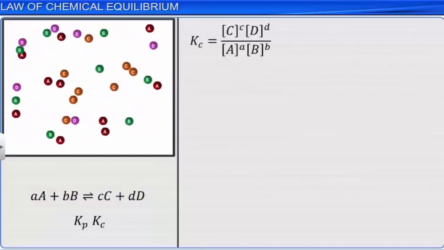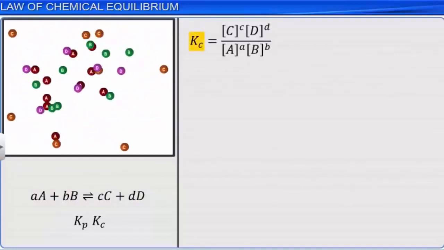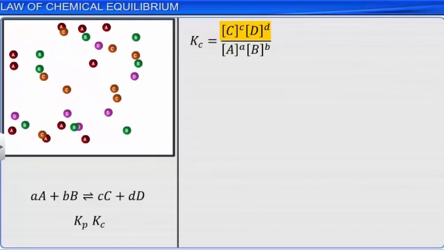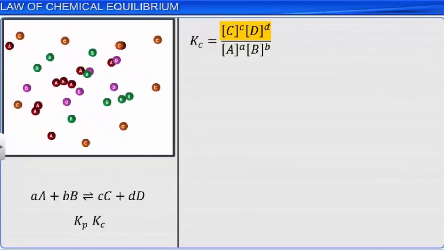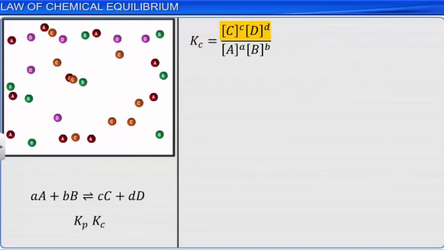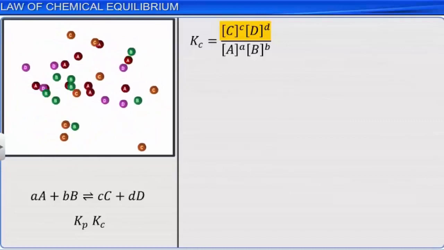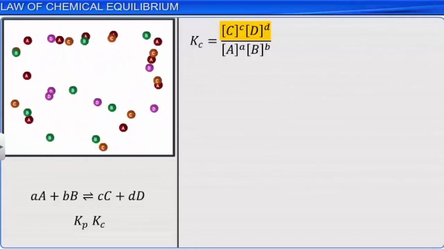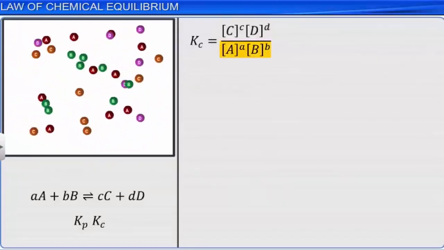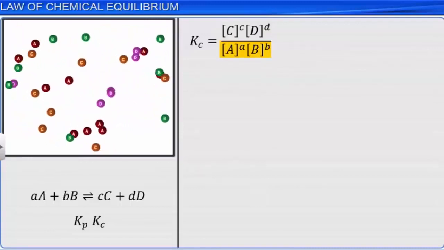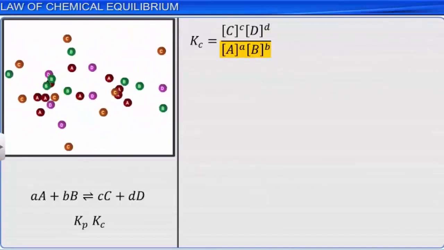is written as Kc is equal to the product of the concentration of the products C raised to the power of c and D raised to the power of d respectively, divided by the product of the concentration of the reactants A raised to the power of a and B raised to the power of b respectively.